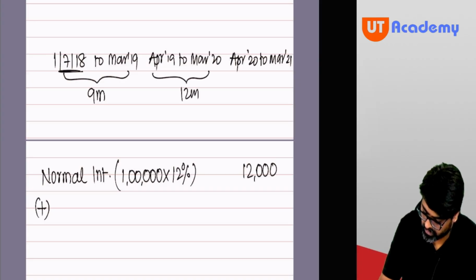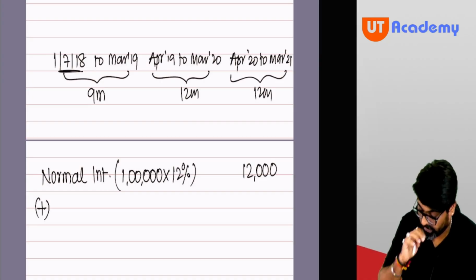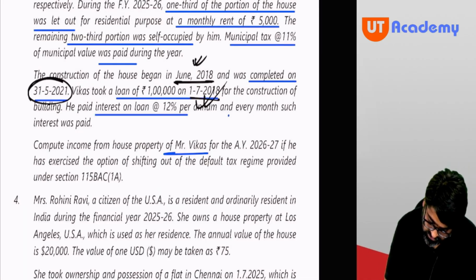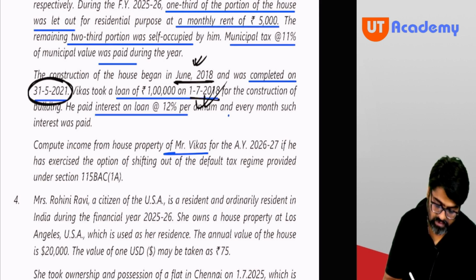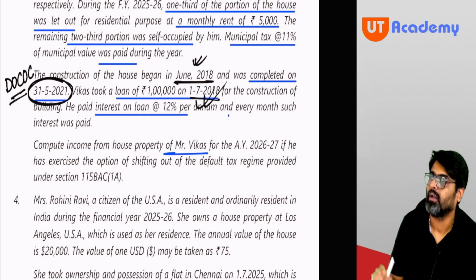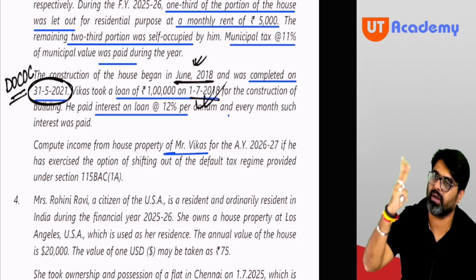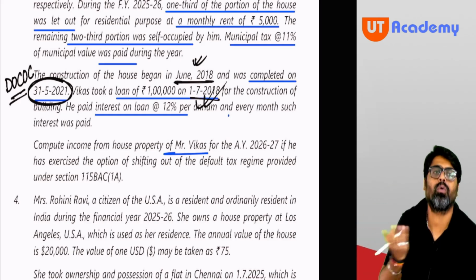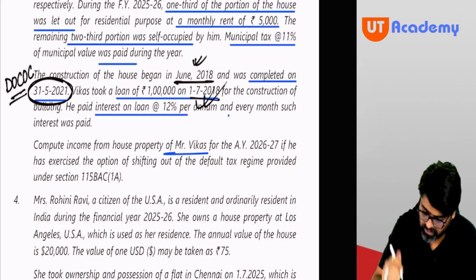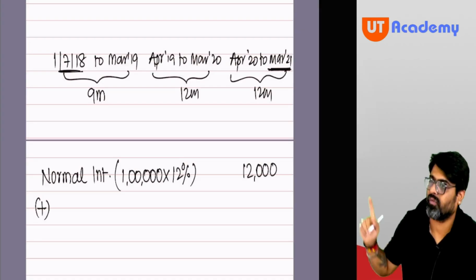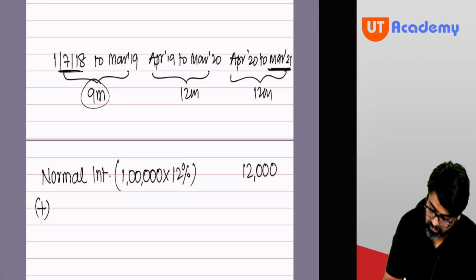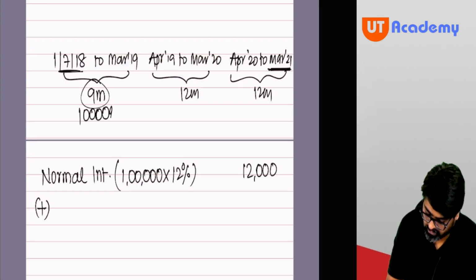This is 12 months, and this is 12 months. And wait, why am I taking till March 21? Because, see, this is DOCOC, date of completion of construction. So my pre-construction period will end on 31st March immediately prior to this. So what will be the 31st March immediately prior to this? 31st March 2021. That is why I am stopping myself at March 2021. Yes or no?